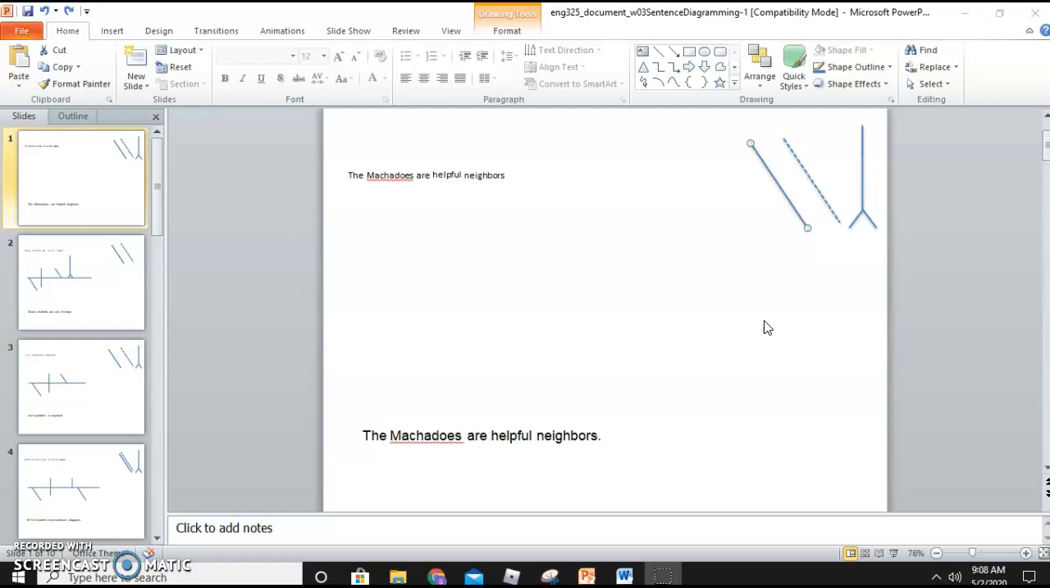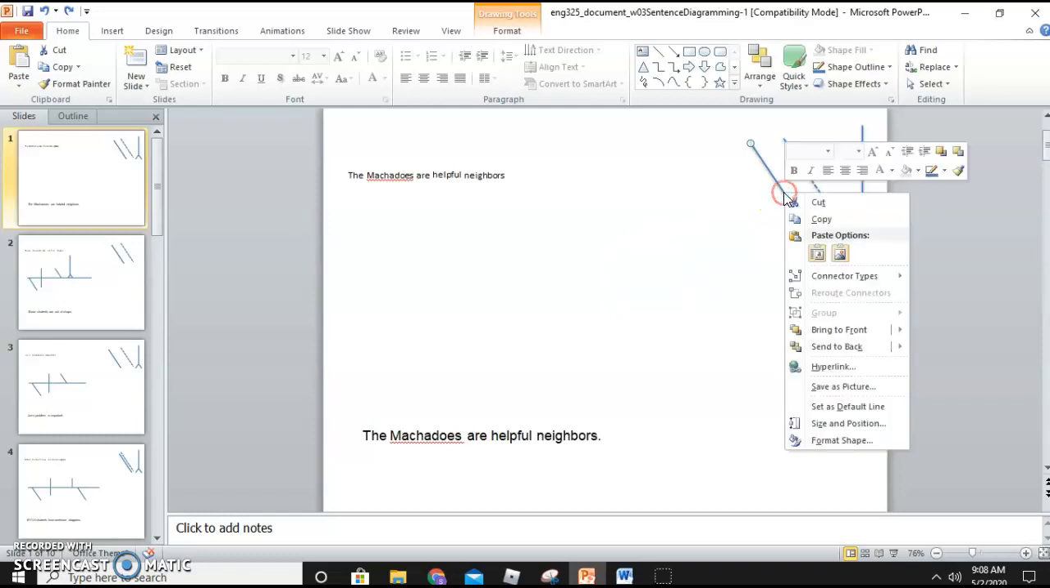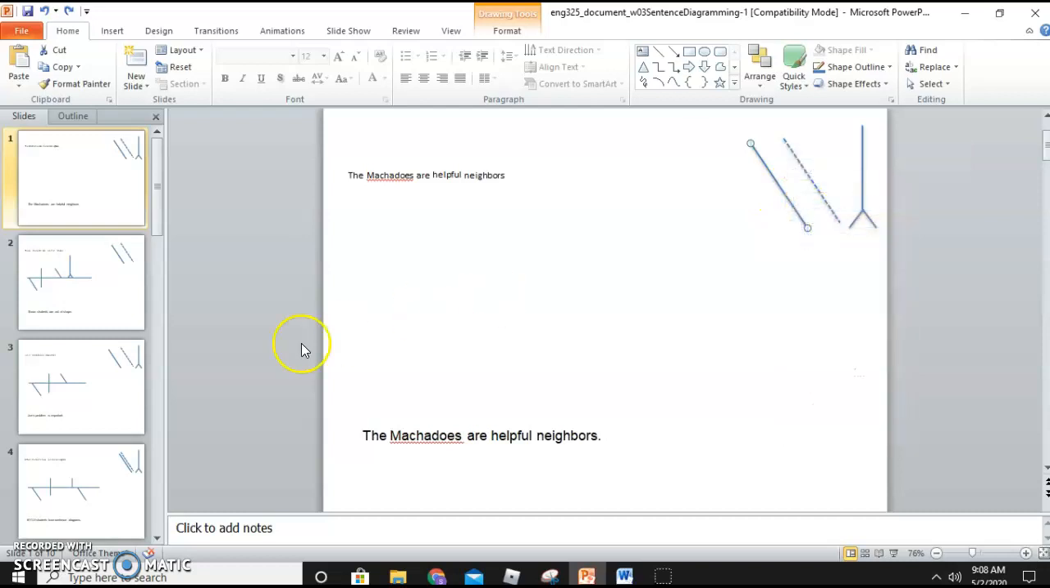Okay, so on your slide you're going to have two sentences that are exactly the same, one at the top, one at the bottom, and then in the corner you're going to have some lines to work with. The easiest way I found of doing it is copying and pasting. So I right click on the line I need, I copy it. You can use control keys. So I've got my line. Now you can move these anywhere, you can orient them in any way, you can make them longer, shorter, vertical, whatever.